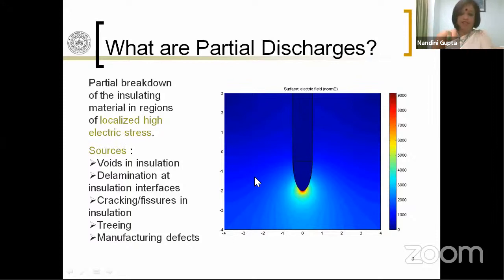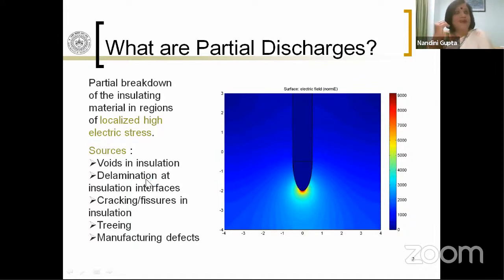So delamination can occur at insulation interfaces, either with the electrode or between two insulating layers. Remember, in practical situations, we don't always work with just a single insulation. We might have layers of insulation, we might have mica epoxy, we might have oil paper, etc. Delamination at insulation interfaces can be a reason for local field enhancement. There might be mechanical defects, which might be there from the outset or might happen for other reasons. Treeing, I'll come to later. There might be any other manufacturing defects.